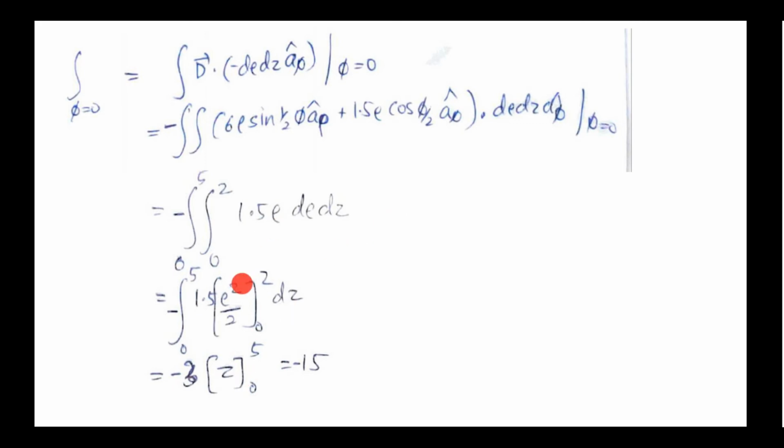Now integrating 1.5ρ dρ, 1.5 can be taken outside. So the integral of ρ dρ will be ρ squared by 2 with the limits 0 to 2. So 4 by 2, that will be 2. 2 into 1.5 will be 3. Since this is minus, the minus will be retained here. So minus 3 into the integral 0 to 5 dz. So the integral of dz is z with the limits 0 to 5. So minus 3 into 5, that will be minus 15.